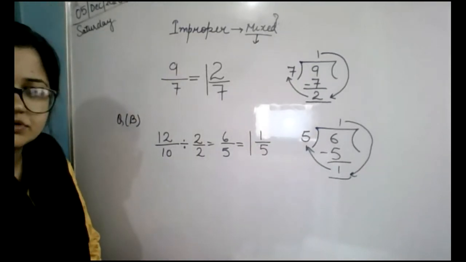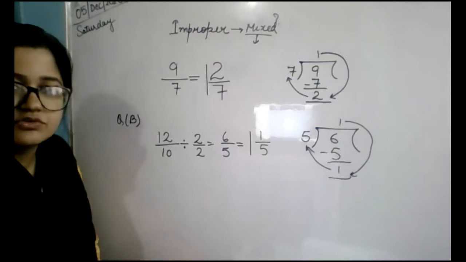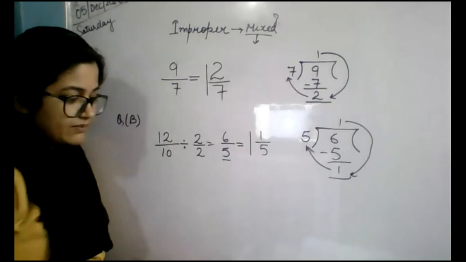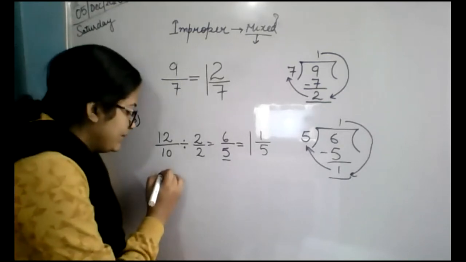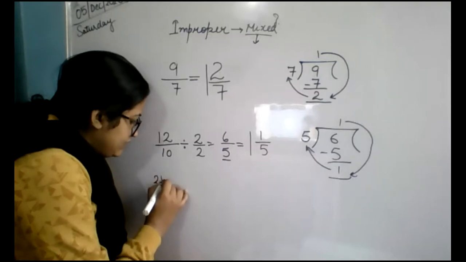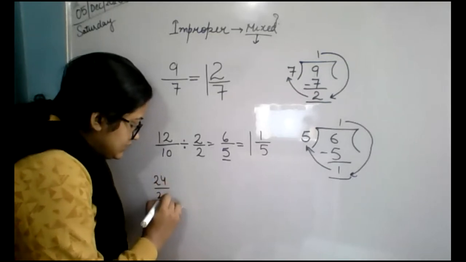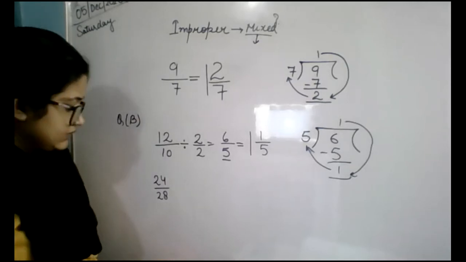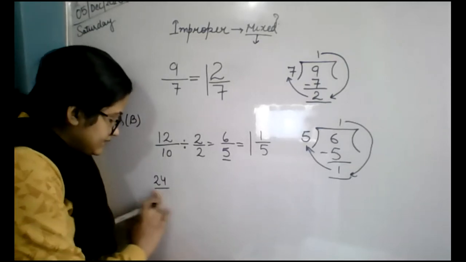Understood? Like this you have to do. First you have to change it into the lowest term. Beta, if this 6 upon 5 is not in the lowest term. For example, one question is there, 24 upon 28. No, let it be 30.